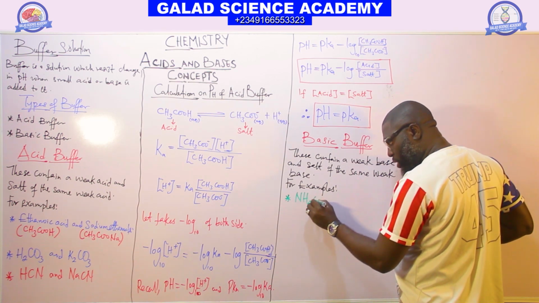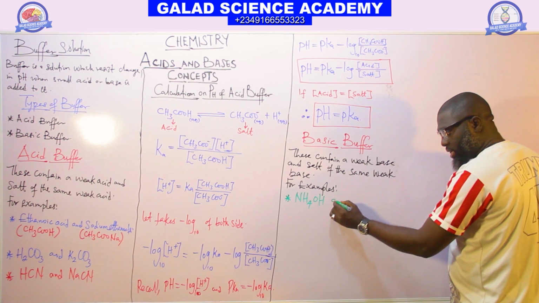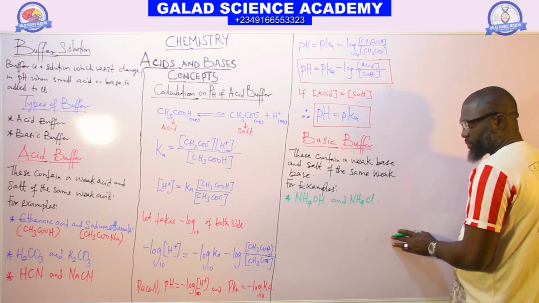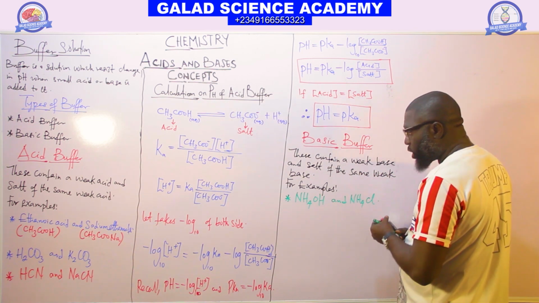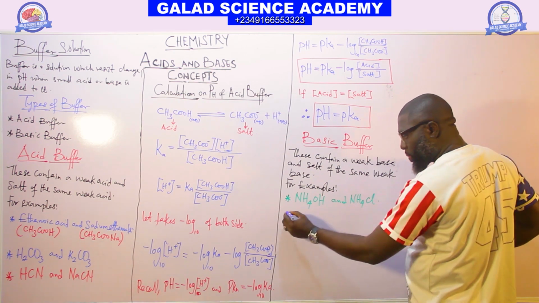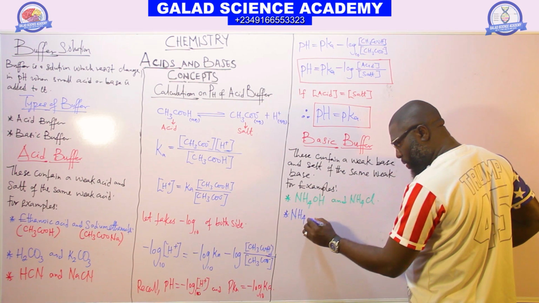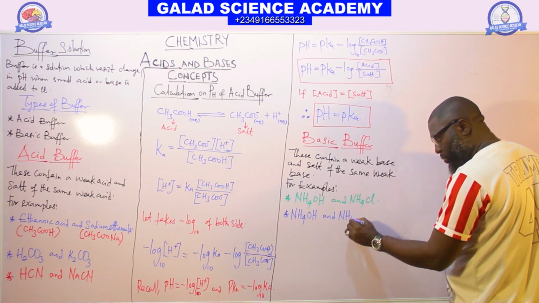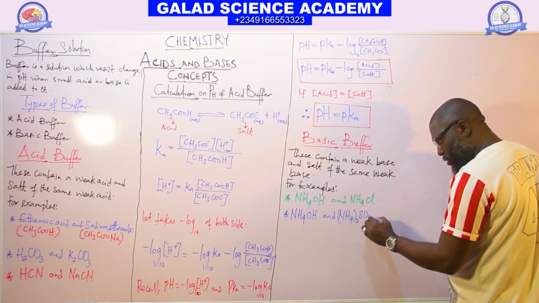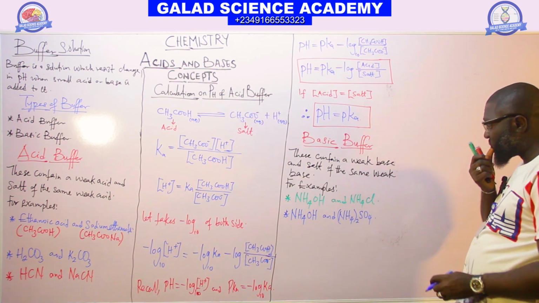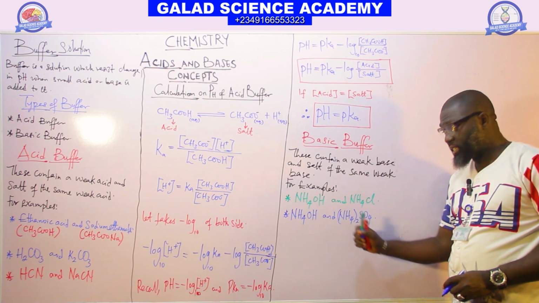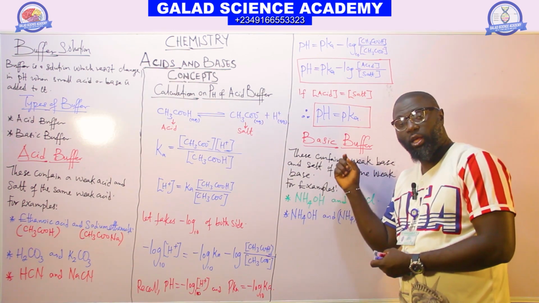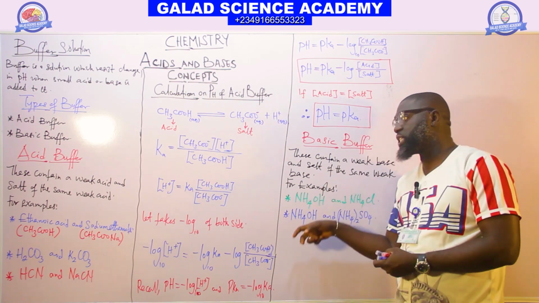So, example here, you can have ammonium hydroxide, which is a base, and ammonium chloride. We can also have ammonium hydroxide and ammonium sulfate. So these are the two common examples of basic buffer solution. So it's a solution that contains a weak base and its salt of the same base.